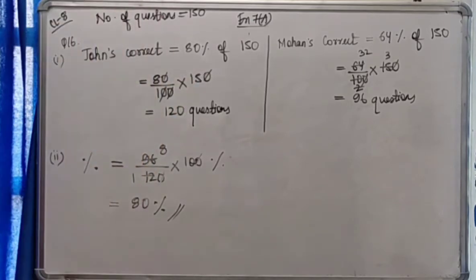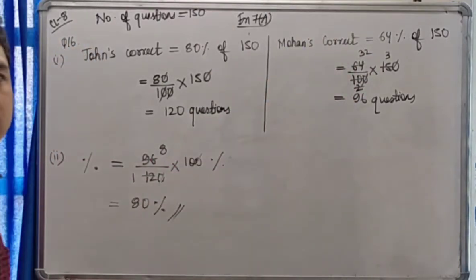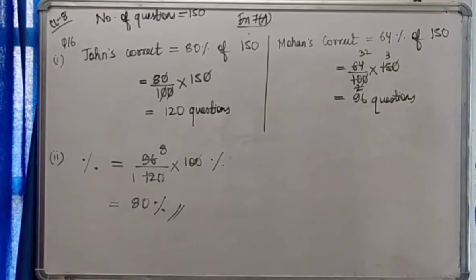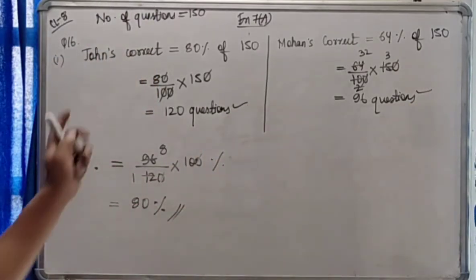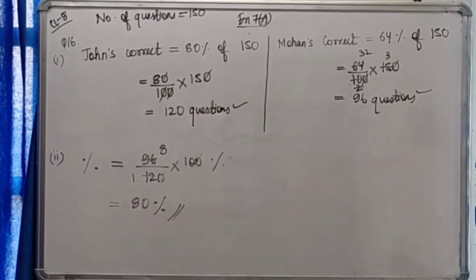John's correct is 80%, so 80% of 150 is 120 questions. Mohan's correct is 64%, so 64% of 150 will be 96 questions. So this is answer number 1: John got 120 questions correct and Mohan got 96 questions correct.